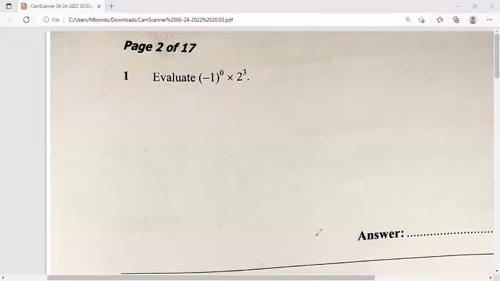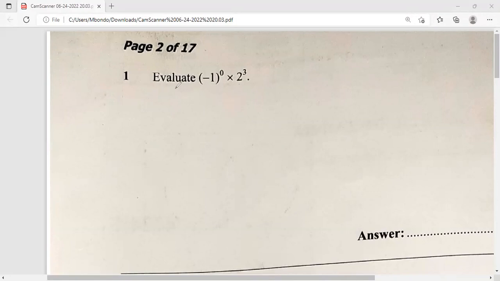Hello guys, we have a paper here that we are supposed to look at. We only have the first three questions. Those are the ones I'm going to look at. All right, so let's go through together and see what we are supposed to do.